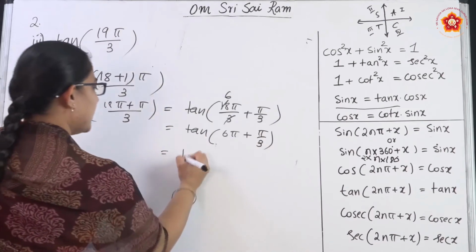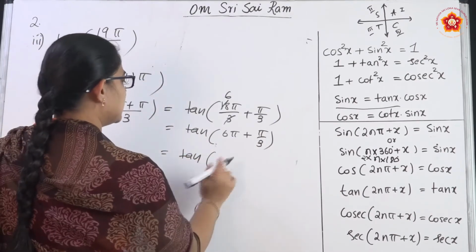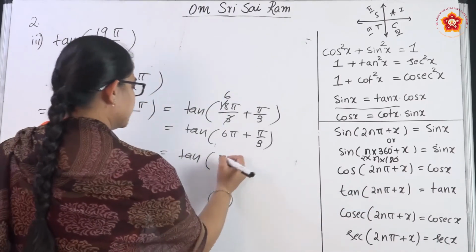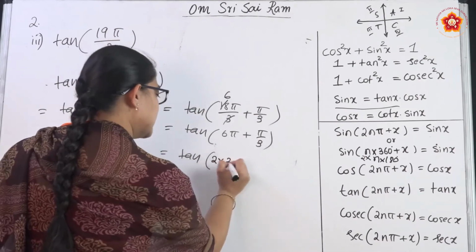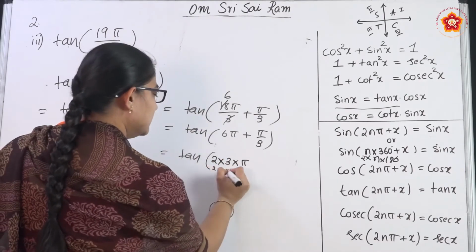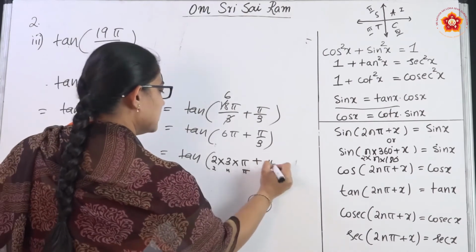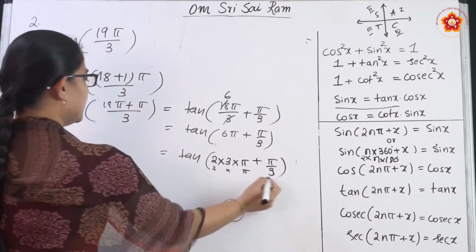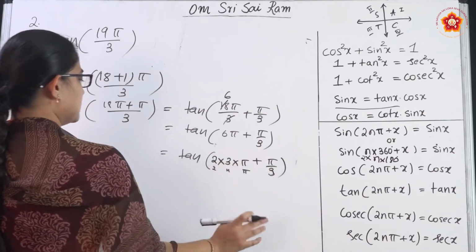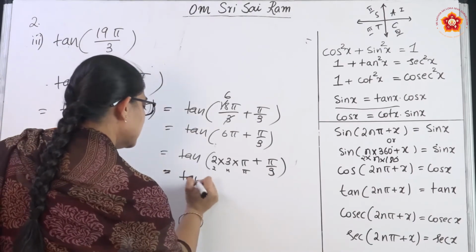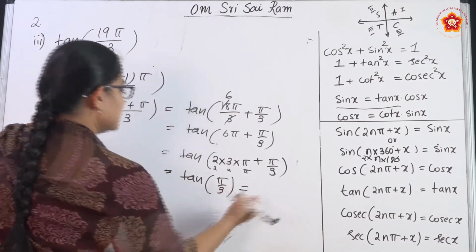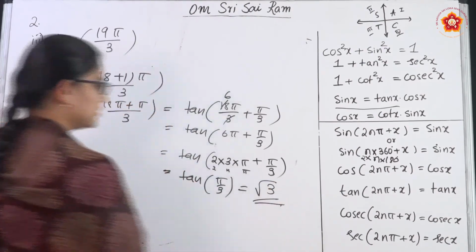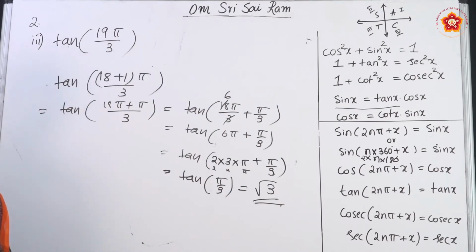Now you have tan 6 pi. You have to bring it to this form, 2n pi, where n is any integer. So you can write that as 2 into 3 into pi, that is 2n pi, plus angle pi by 3. Angle pi by 3 is nothing but 60 degrees, right. So tan of 2n pi plus pi by 3 is nothing but tan pi by 3. So what is tan 60? Tan 60 is nothing but root 3. Let us move on to the next question.